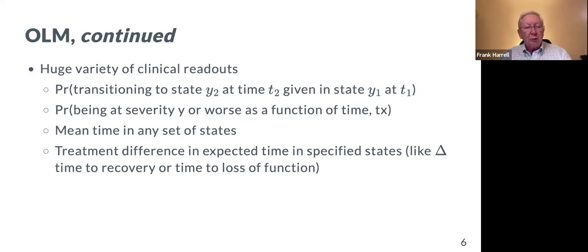You can also estimate the probability of being at a certain severity or worse as a function of time and treatment, which is one of our key things of interest. You can calculate the estimate of the mean time in any set of states, and you can take differences in those mean times. The treatment difference in the expected time in specified states is like a difference in the mean time to recovery or the mean time to loss of function. This is also related to restricted mean survival time.